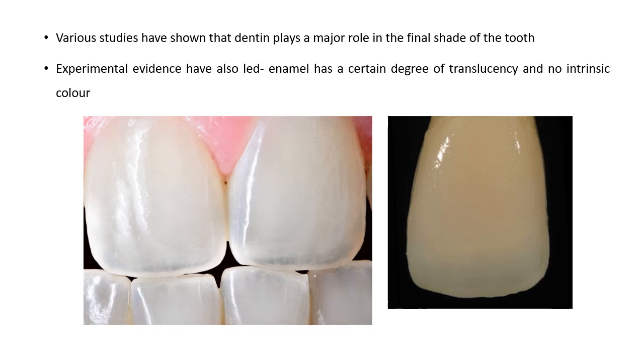So, like I mentioned, various studies have shown that dentine is the one which plays a major role in the final shade of the tooth. And experimental evidence has also shown that enamel has a certain degree of translucency and no intrinsic color as such. It does not have a color of its own, but it's mostly what is seen through the dentine.